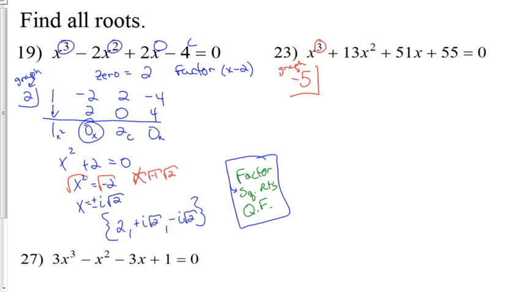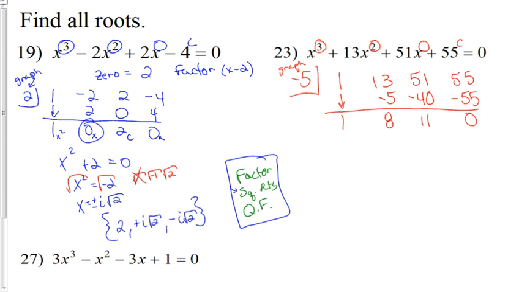Okay, third, squared, first, constant, we're good. 1, 13, 51, 55. Let's finish this one out. Remainder, constant, x and x squared. So I end up with x squared plus 8x plus 11 equals 0. Okay, this one is not factorable. That middle term says that we can't do any square roots, so we're going to use the quadratic formula.